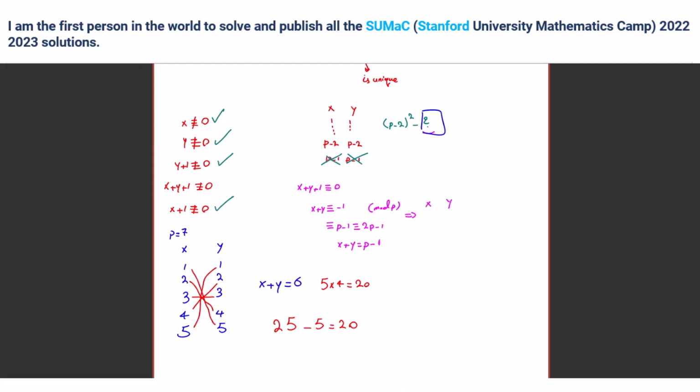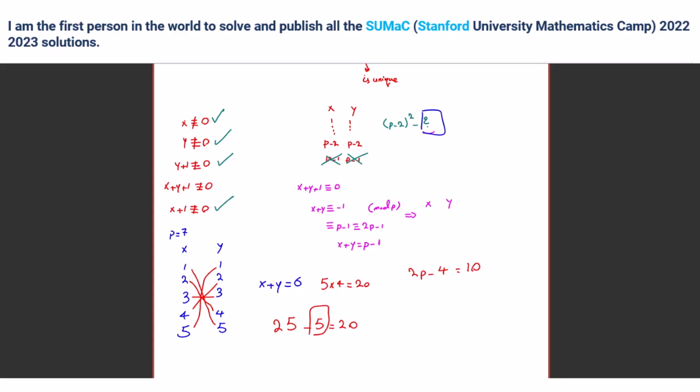Sir, I'm getting that the question mark should be 2p minus 4. So let's check. When you say 2p minus 4 for 7, it is what? For 7, it's 10. But it was 5, right? Because 1, 5, 2, 4, 3, 3, 4, 2, 5, 1, right?